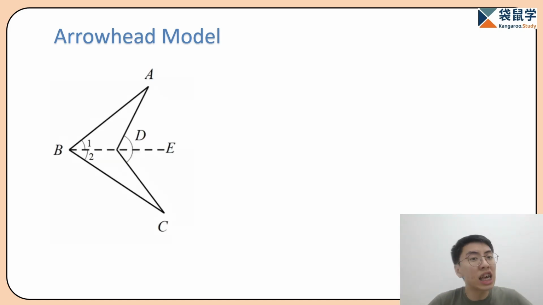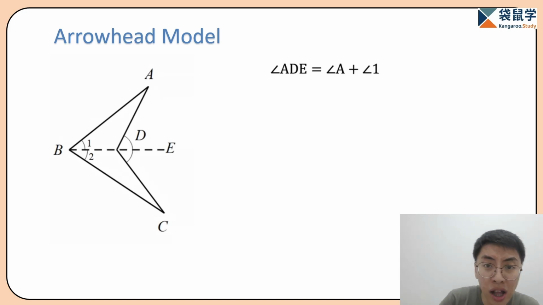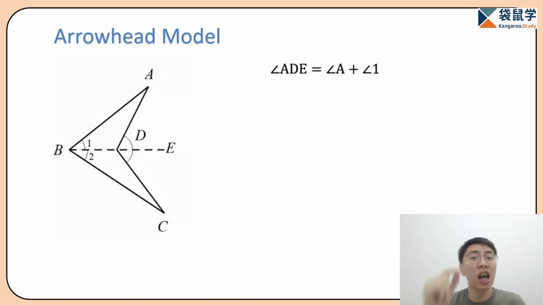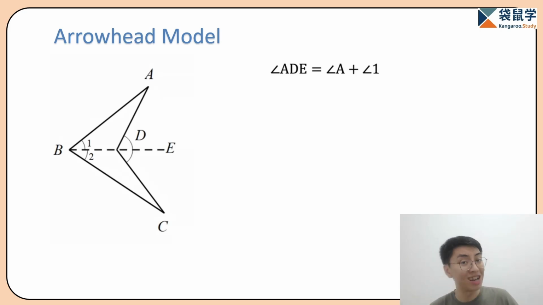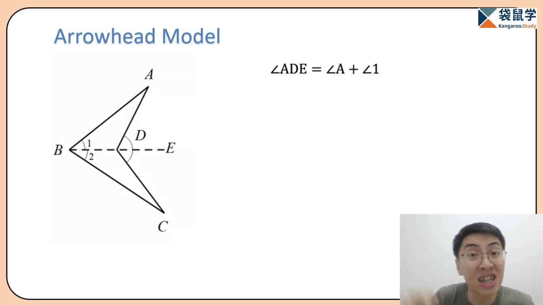So with that being said, if I draw one horizontal line that cuts this arrow into 2 parts, or in fact 2 triangles, then how do I find those 2 angles, angle 1 and angle 2 over there? Well, for angle 1, we have realized that actually angle ADE on the outside is just equal to angle A plus angle 1. Why is that so? Using our idea of exterior angles and interior angles.